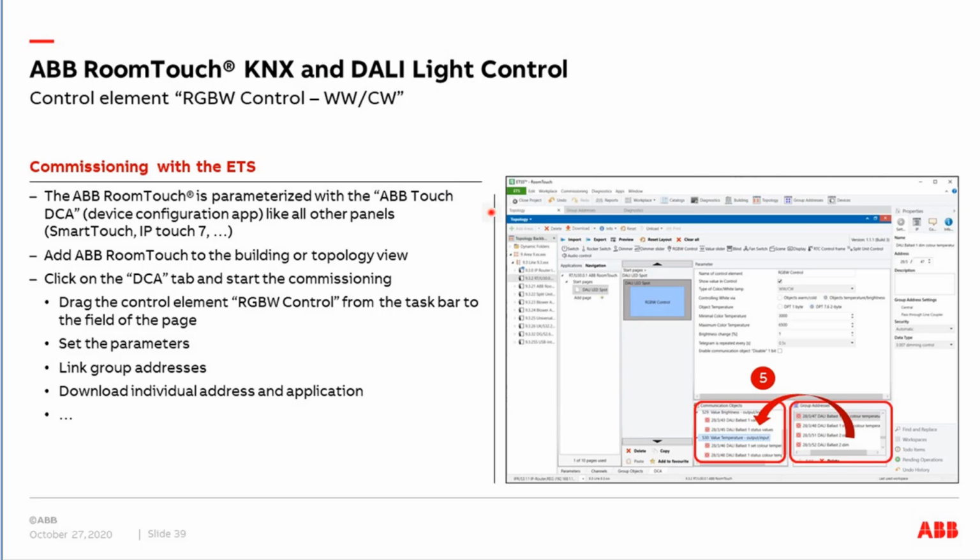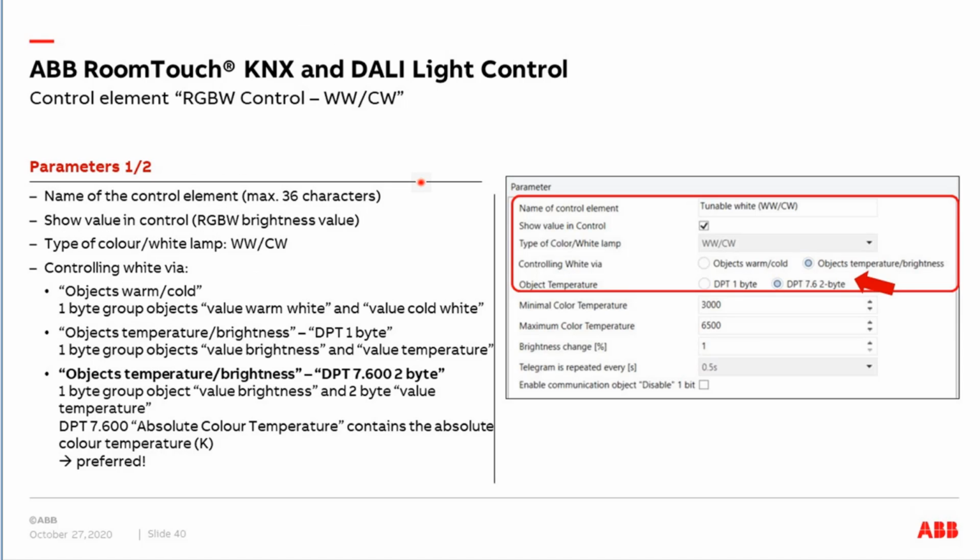So this is always the same steps, independent of which kind of control we have here. So then let's come to the parameters. First parameter, the name of the control, maximum 36 characters, exactly the text we will see later in the display. If we also want to see the brightness value, then we tick it here, yes or no.